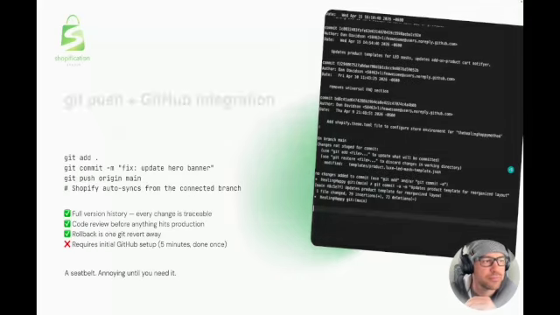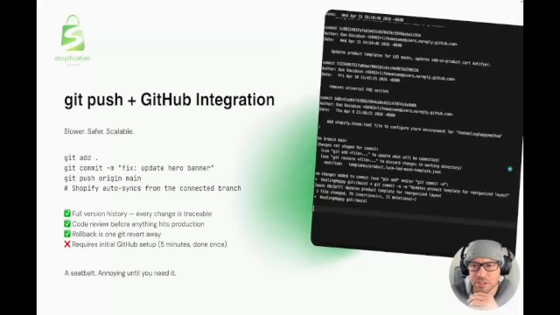The other way is using git push, and it connects your Shopify theme to GitHub. So every change that's committed is traceable and reviewable before it touches production. Rolling back is one git revert command, and it might be a little slower to set up, but really not bad. And you only have to do that once.